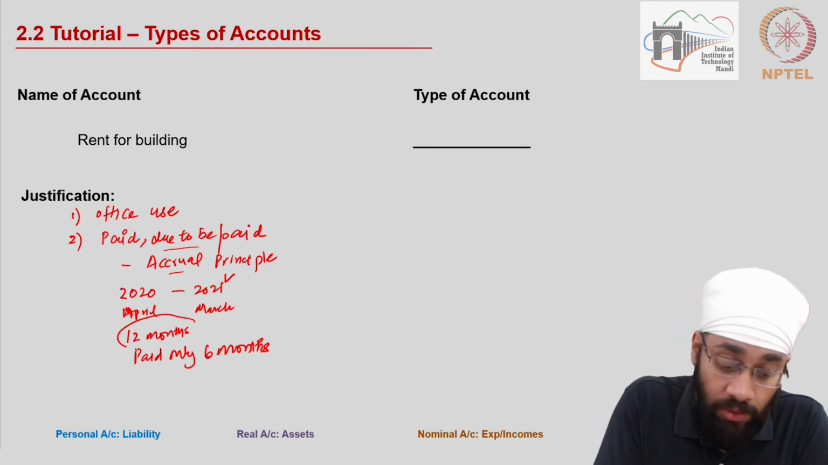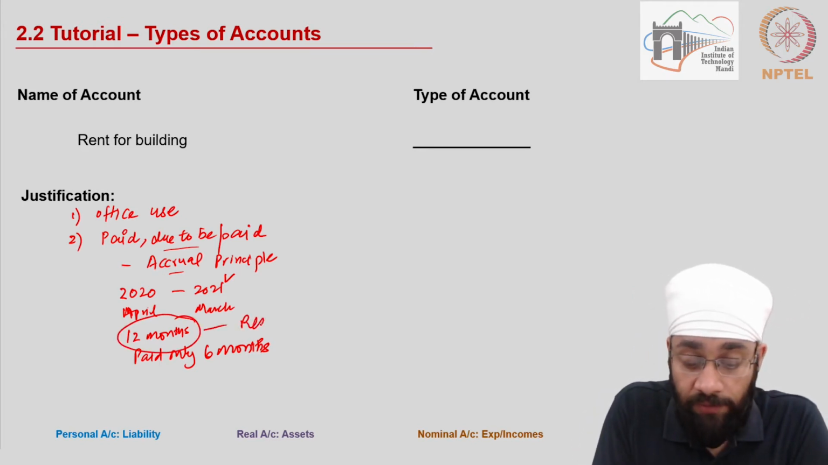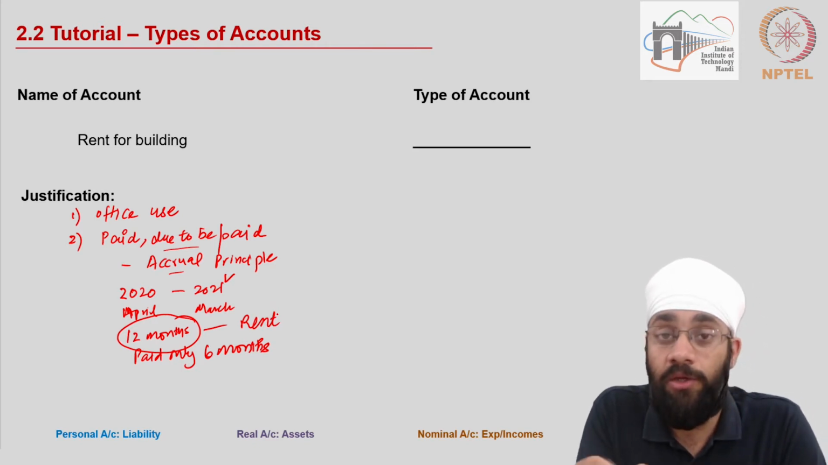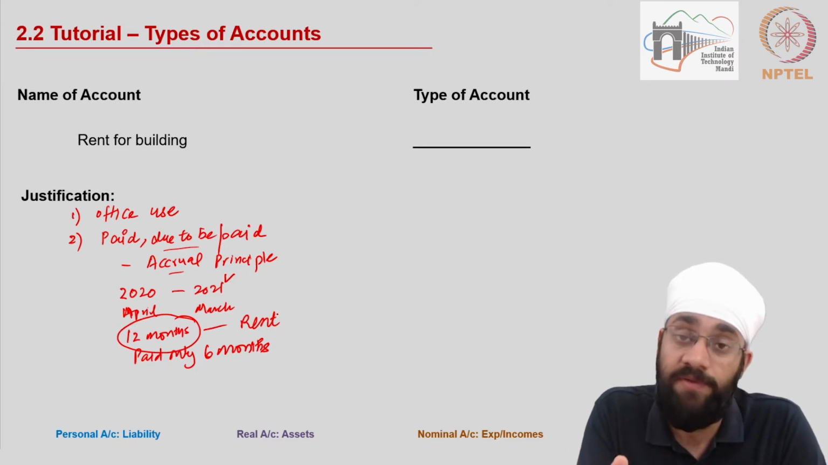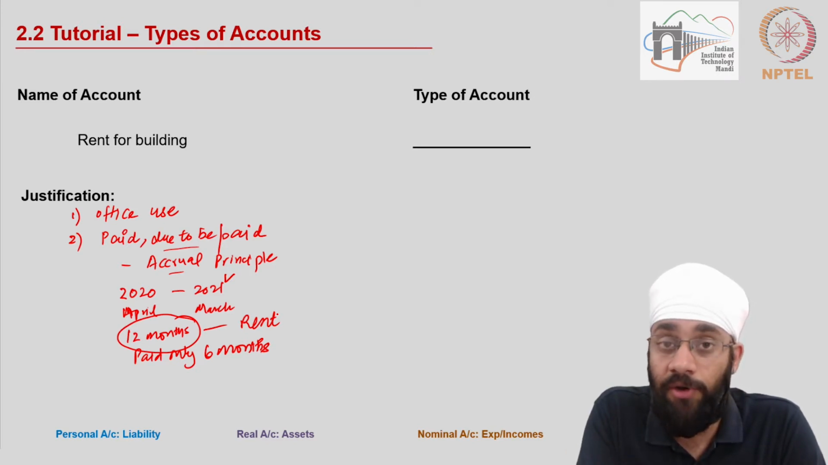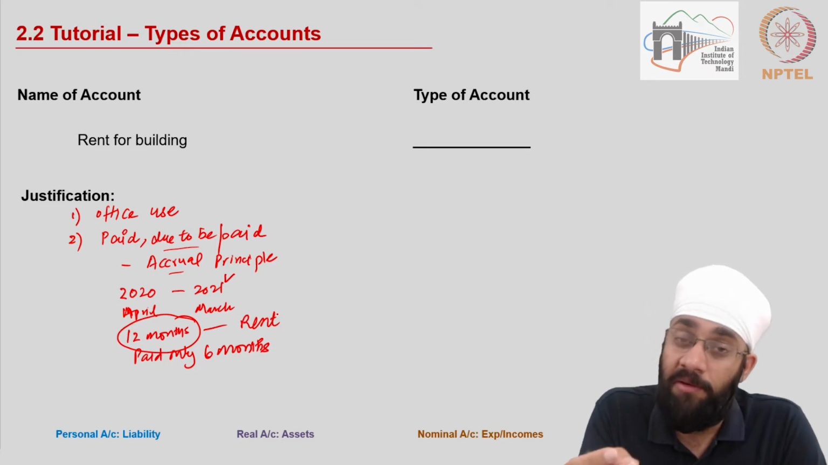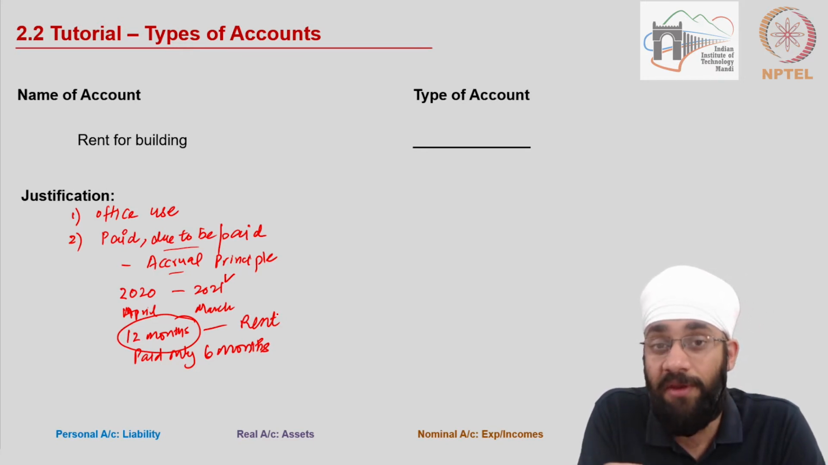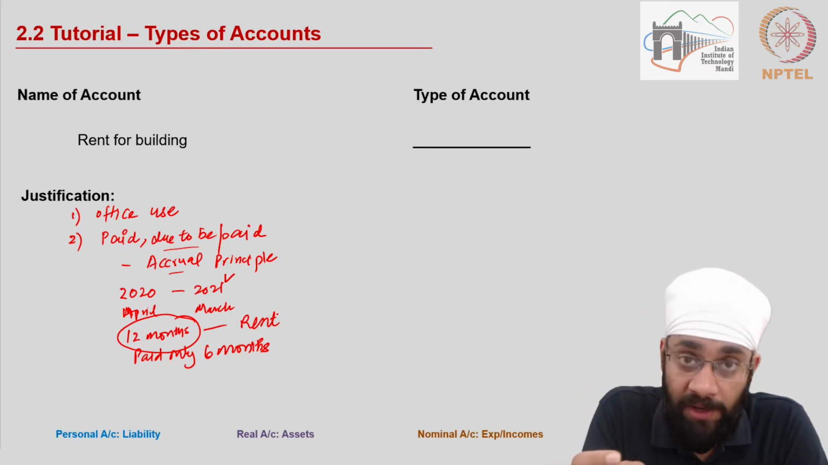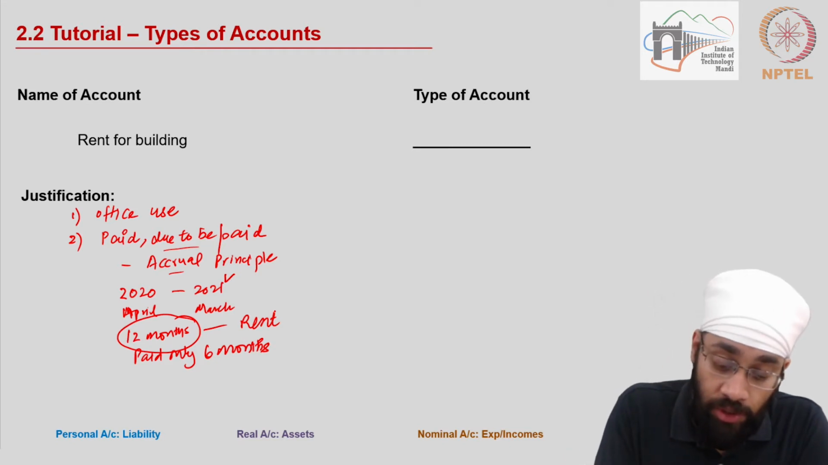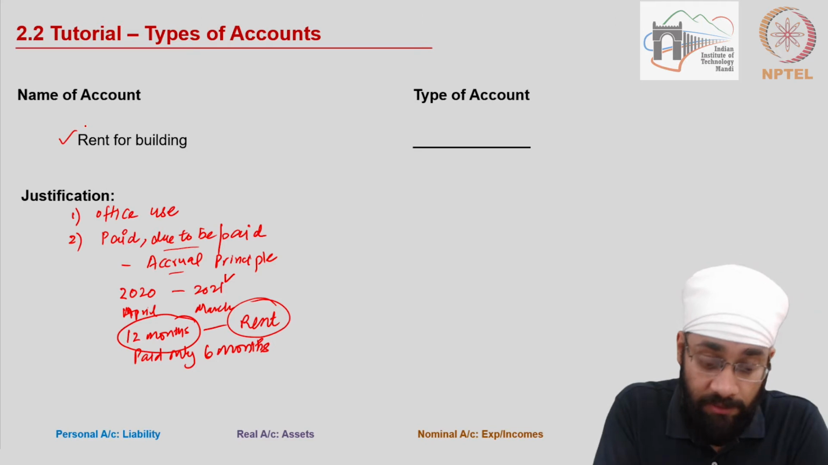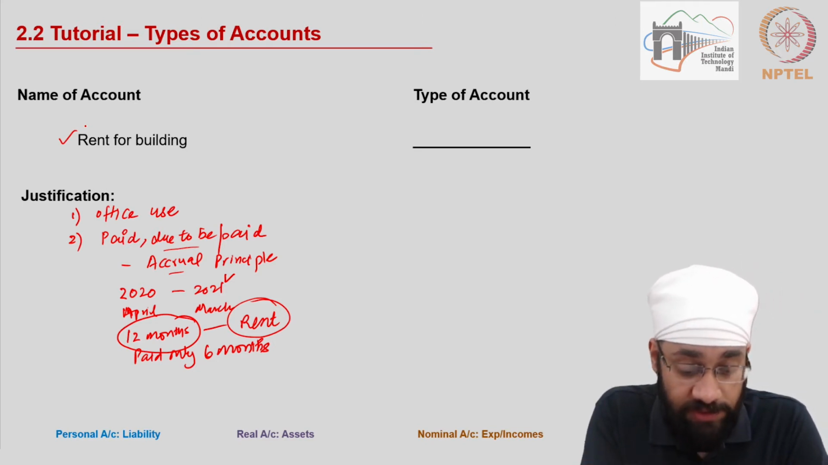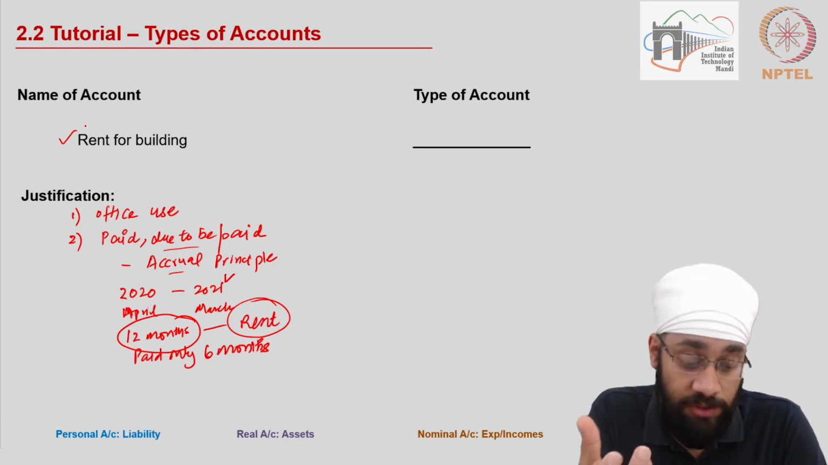So you are going to show rent for the full year because you have to match the expenses of this year, this financial year, to the incomes of this financial year. And whether or not you have paid rent, if you have used the office building, then the rent has become due to be paid, and therefore you should show this rent. Okay, so I just explained the nature of this transaction or this account.